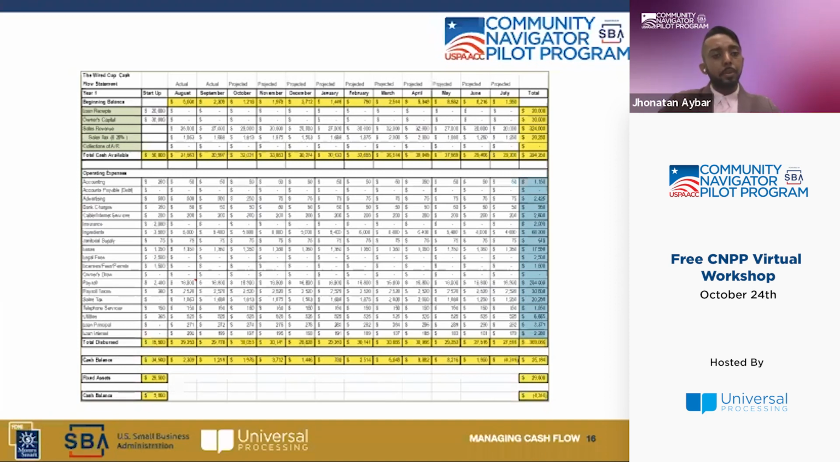It's super important that you consider that when you do projections, you do not overestimate revenue. Overestimating revenue can put you in a situation where your expenses are higher than your revenue, and that can definitely affect your business operations.